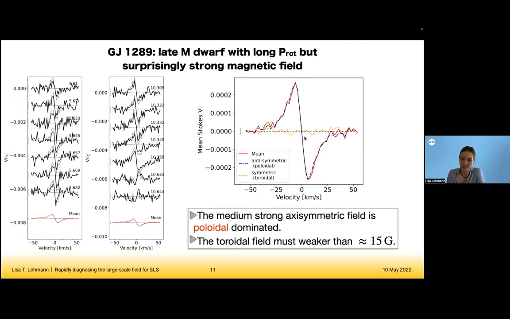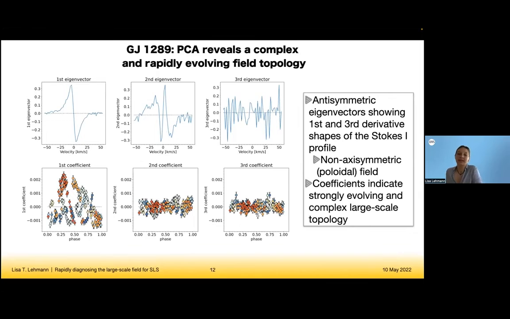We can even determine the maximum field strength that a large-scale toroidal field can have. It must be weaker than 15 Gauss, otherwise we would have seen it in the mean profile. The PCA analysis now unveils that we have two eigenvectors with a signal, confirming again that the field is non-axisymmetric, or has a part that is non-axisymmetric and well seen by us.